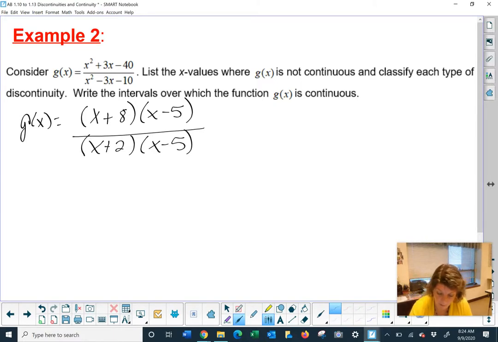Now, what I notice is that I have x minus 5 canceling with x minus 5. So that means there's a hole at x equals 5. So x equals 5 is a point discontinuity, which means that it is removable.